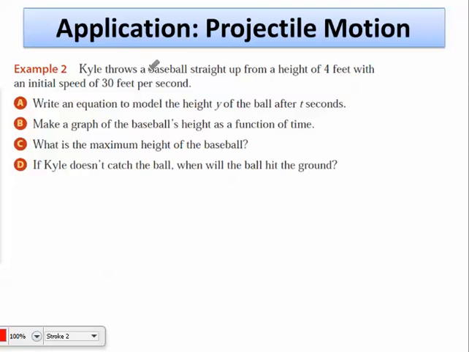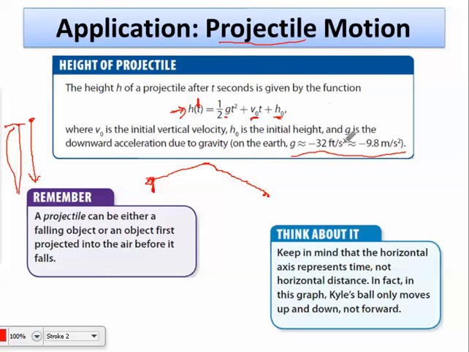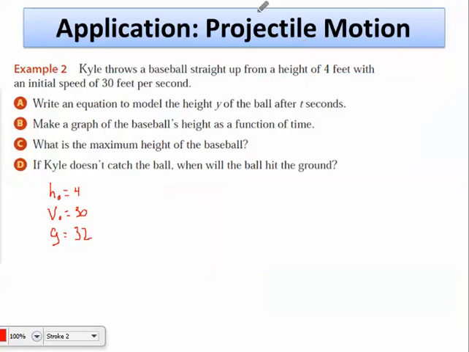So here we've got Kyle. He's throwing a baseball straight up from a height of 4 feet, an initial speed of 30 feet per second. So H sub 0 is going to be 4. V sub 0 is going to be 30 feet per second. Since we're talking about feet, our gravitational constant is going to be 32 feet per second. Okay, where did I get that from? This is what was over here, 32 feet per second. And it's going to be a negative number.